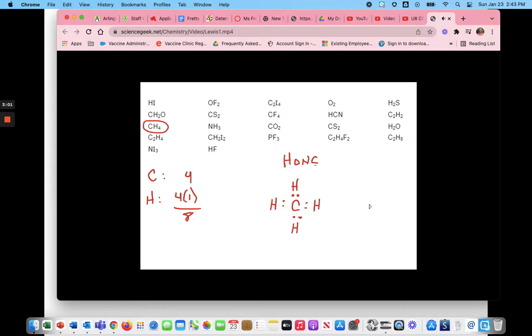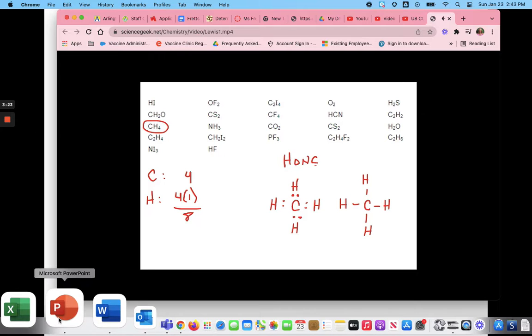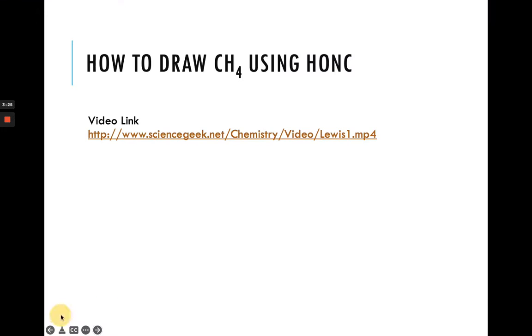And if we choose to redraw this at this point, we can replace the shared electron pairs, the covalent bonds, with lines representing bonds. Some classes that's required, in others it's not. Both of these are valid structures for the compound methane. Okay, so you can kind of see the process by which you should draw these structures.